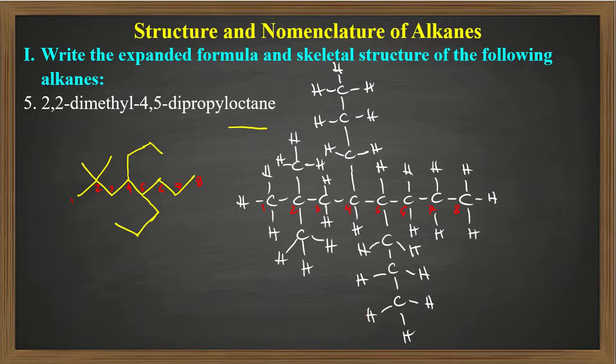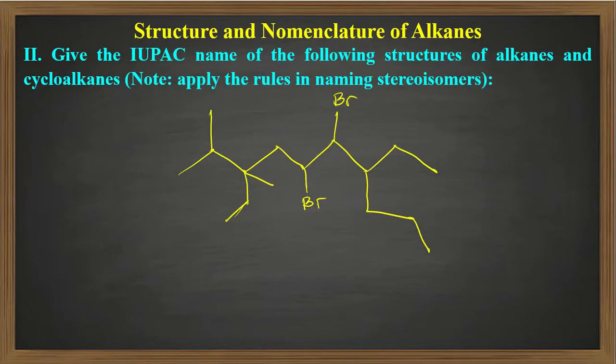Okay, so that's the expanded formula for this nomenclature here: 2,2-dimethyl 4,5-dipropyl octane. Okay? Ayan. So let's proceed with test 2. Ayan. Giving the IUPAC name of the following structure of alkanes and cycloalkanes, and we should apply the rules in naming stereoisomers if possible. Okay?